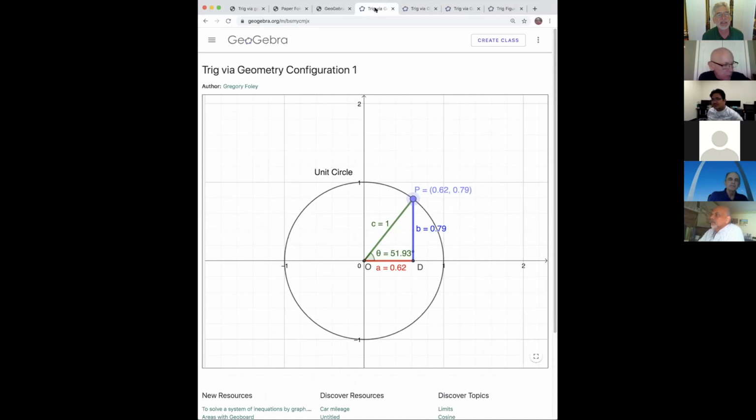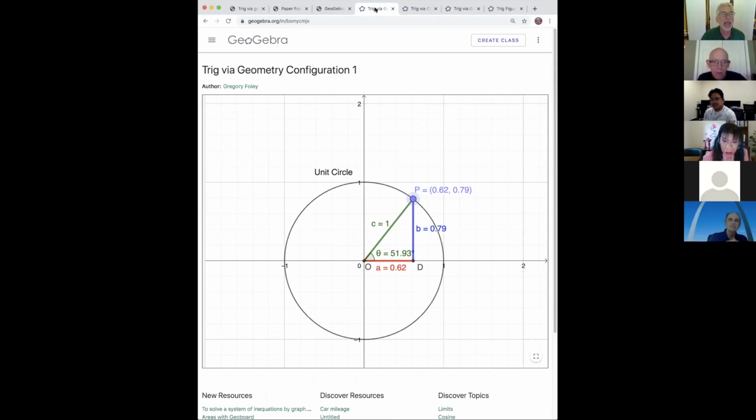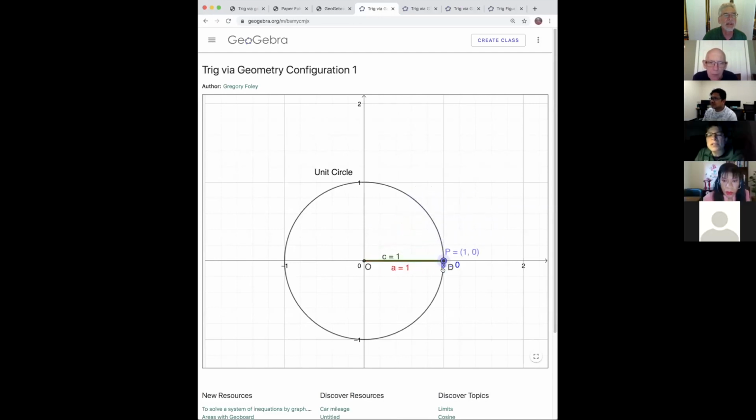So we've got A, B, and C, like the Pythagorean theorem, a squared plus b squared equals c squared. Can somebody in the group tell me what I'm supposed to do? This doesn't look too interesting right now. Am I supposed to do anything? Supposed to move point P around the circle. Okay. And notice what points change, what numerical values change, and which numerical values stay the same.